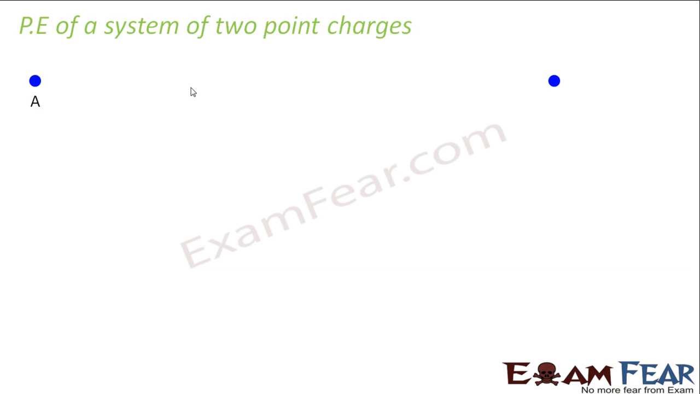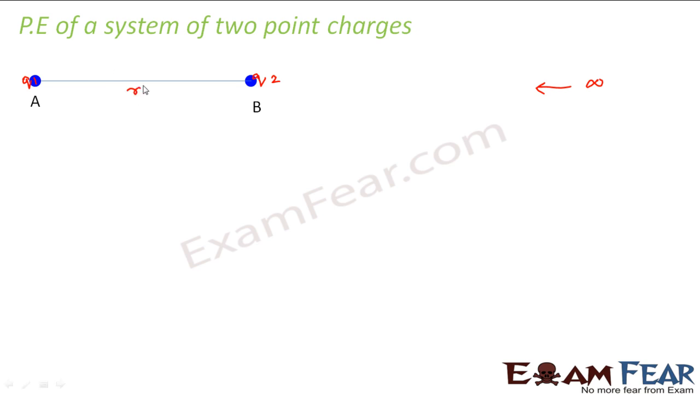Let us suppose the first point charge is located at A. The second point charge is brought from infinity, that is from some far off distance, to some point B. Let us mark these charges as Q1 and Q2. This is Q1 and this is Q2. So we bring Q2 from infinity to some point B and Q1 was already there at point A. Let us suppose the distance of point B from A is R.